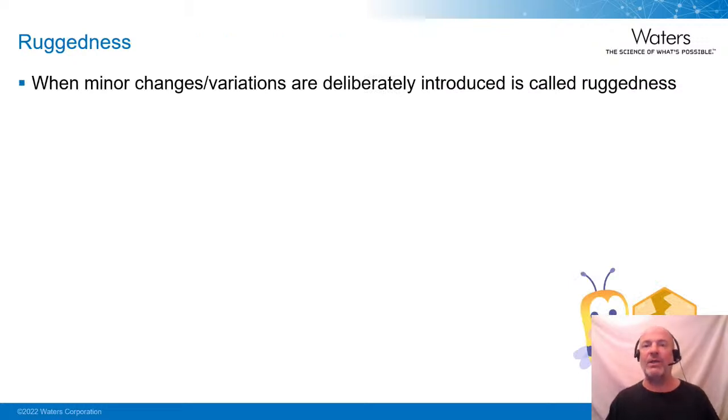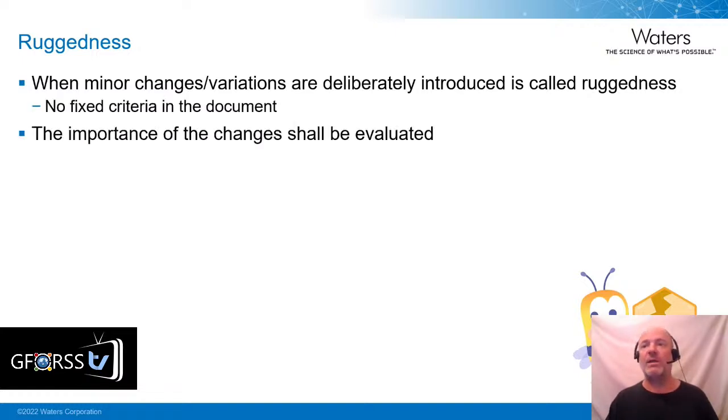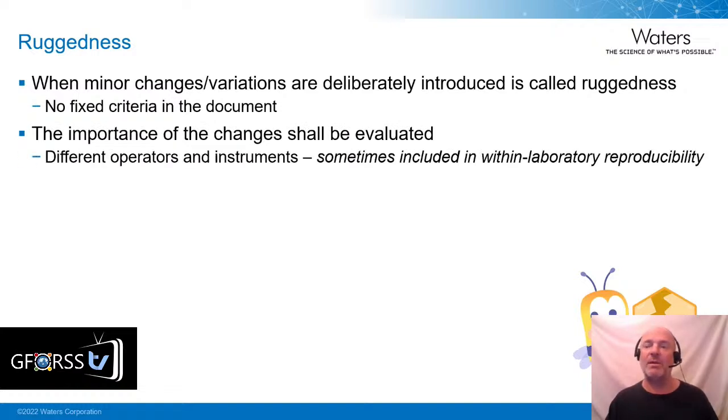Ruggedness is where we introduce minor changes and variations deliberately into the methodology. There's no fixed criteria in a document. It just says that the importance of the changes should be evaluated. So what sort of changes could be considered as ruggedness? In my opinion, when we're first starting out with these types of approaches, change the analyst doing the work, change the person running the instrument, change the instrument. I think these are good examples of ruggedness.